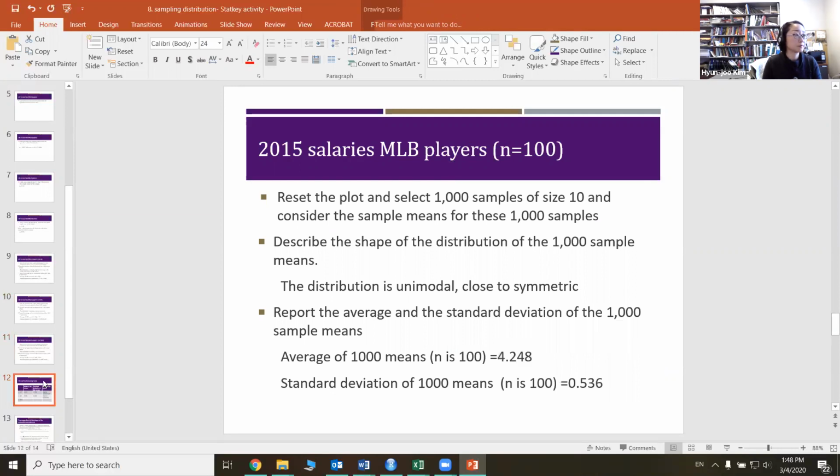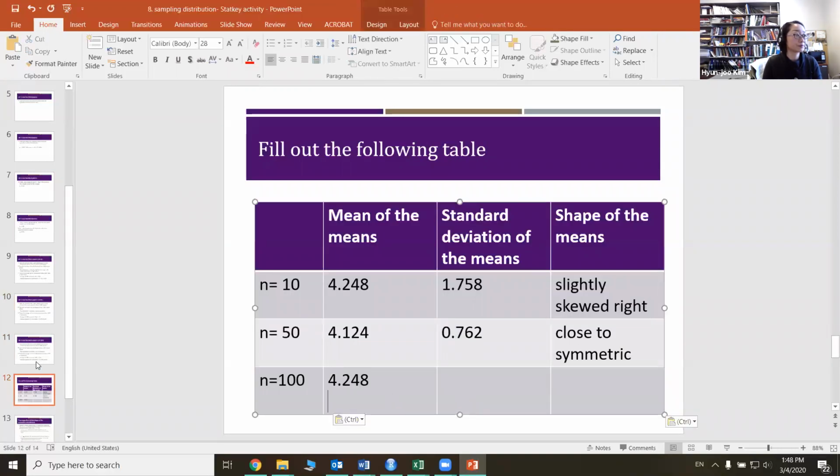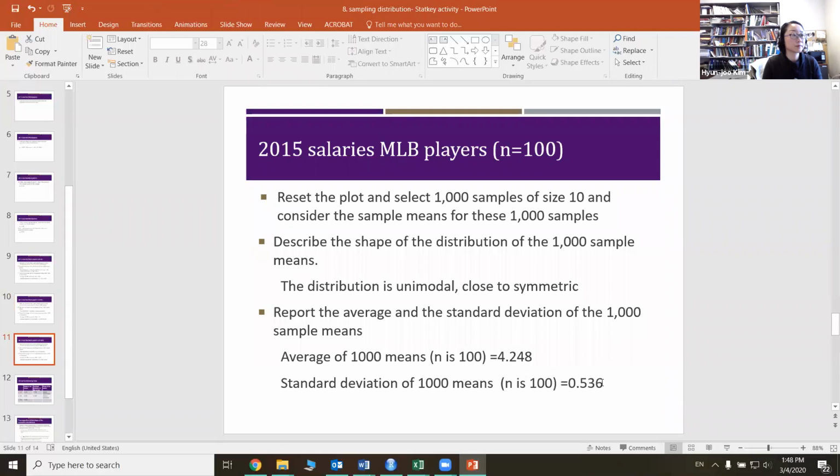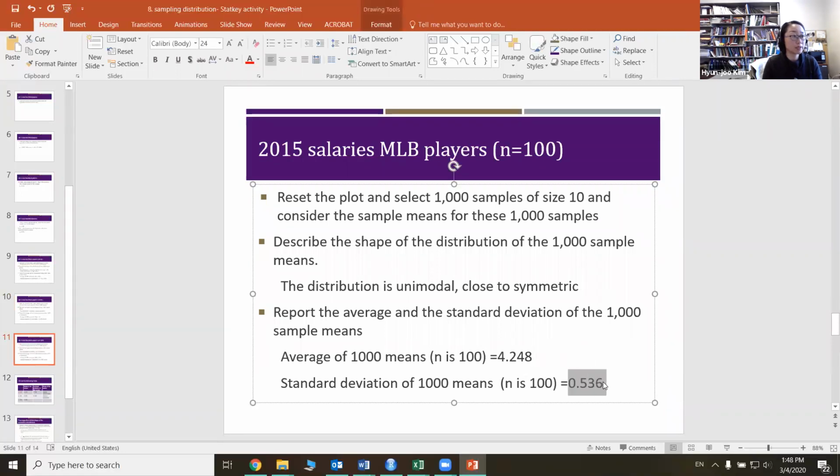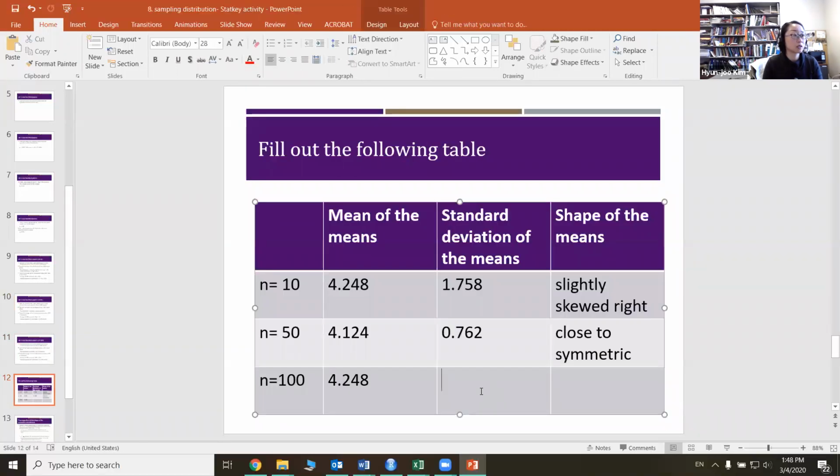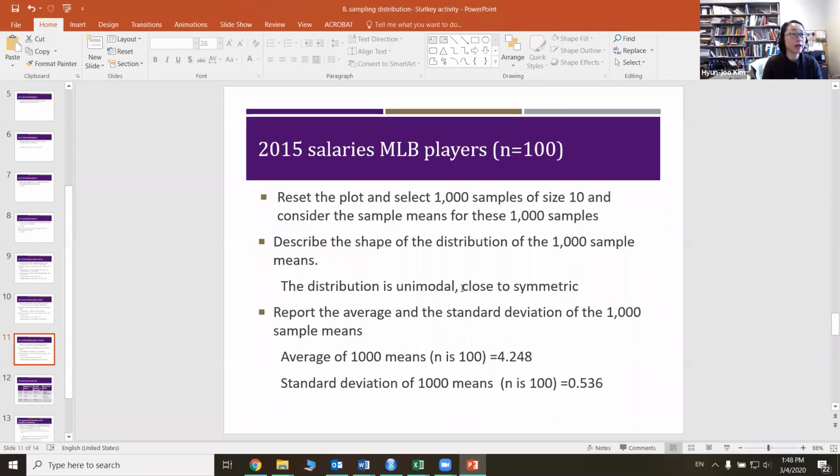When n is equal to 100, the mean is 4.248, the standard deviation is 0.536, and again close to symmetric.